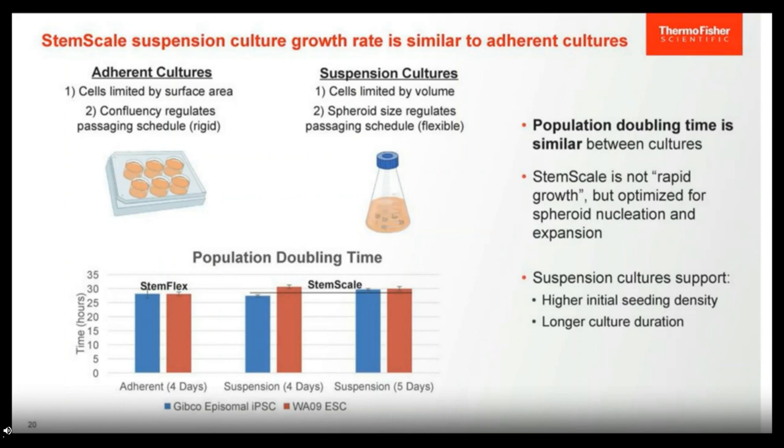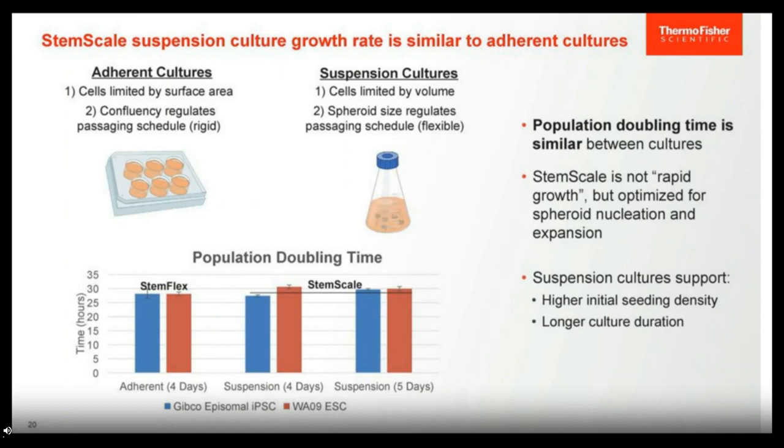When you compare the growth rates of adherent cells grown in StemFlex, the bottom left graph, against spheroids that are grown in StemScale, we see that their population doubling times are similar. So this indicates that the rates of expansion are equivalent, and it's actually the benefits of the suspension culture system which support the ability to generate large numbers of cells. So when we optimized StemScale, we optimized its ability to nucleate and to efficiently grow spheroids to ensure we can take advantage of the suspension culture benefits.